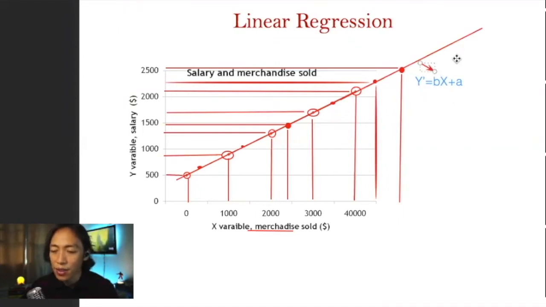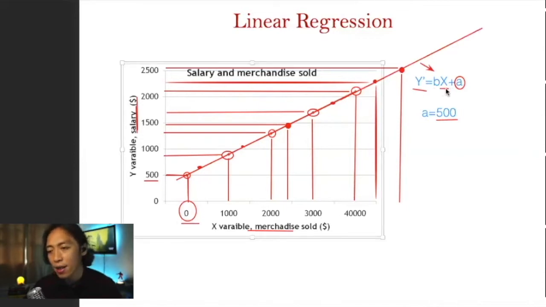So what is the equation of this particular line? Well, let's try to derive the equation of this line. Let's begin with a. What is a in a linear equation? It is 500. And why is it 500? Because when x is 0, when the merchandise sold is 0, the question is how much is our salary, our y? 500. And thus, a is 500 because a represents the value of y, salary, when x is 0. y and x are variables, meaning they can be any value. What we are identifying are a and b.